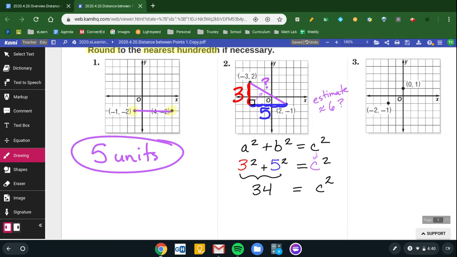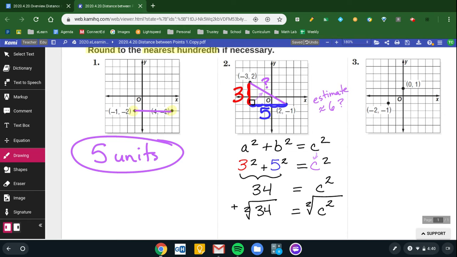Oh, that's because we have C squared. We don't want C squared. Now the opposite of a second power is going to be a second root. So as long as we're fair to both sides, we're going to take the square root of 34 is equal to the square root of C squared.